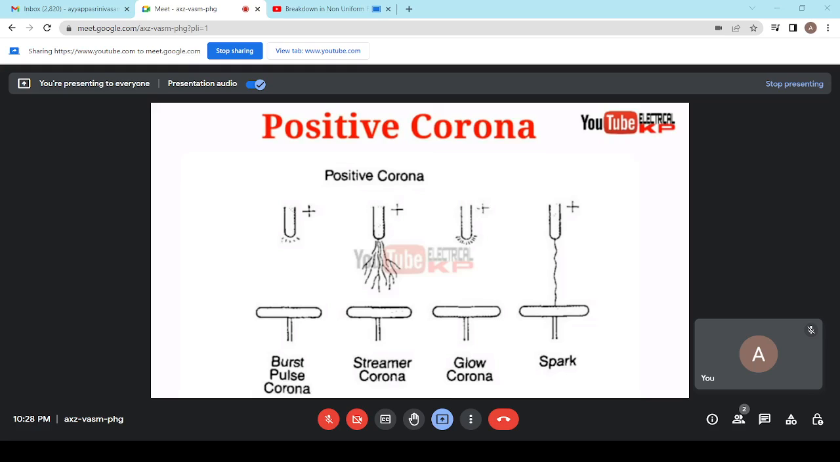When a positive voltage is applied to the point conductor, space charge is formed in the nearby vicinity, and the negative charge moves towards the positive electrode, while the positive ion tries to drift towards the negative electrode. It appears as if the positive electrode is approaching the negative electrode. That's why breakdown occurs at a lower voltage as compared to negative corona. So positive corona discharge starts with burst pulse, and proceeds to streamer corona, glow corona and spark discharge.